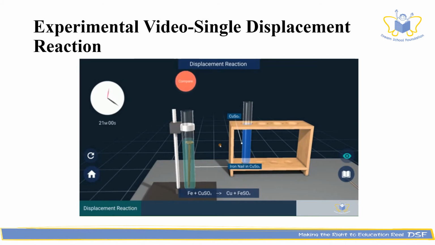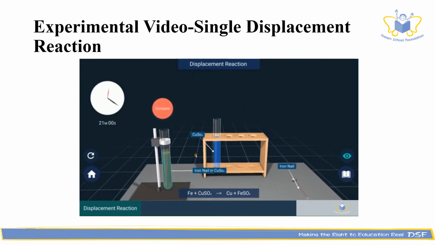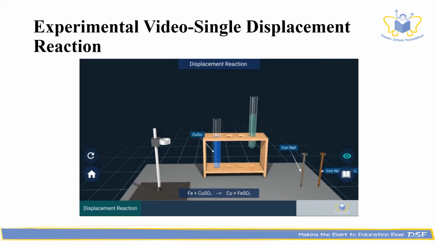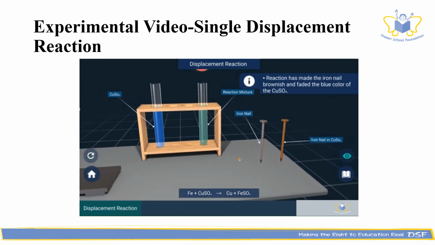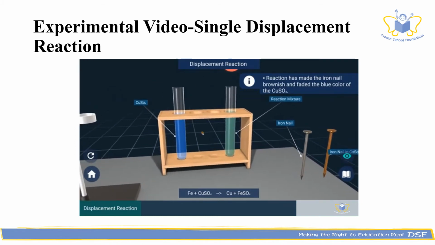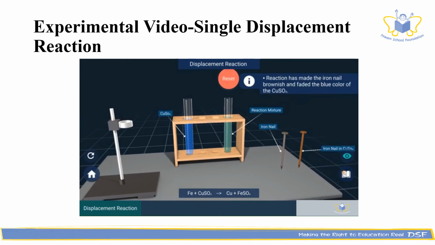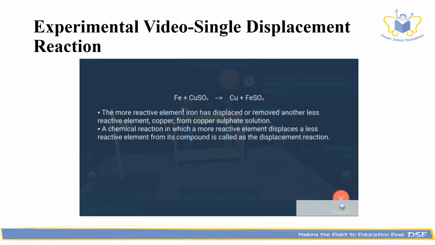Compare the reaction mixture with the copper sulfate solution and also compare both iron nails. We can see the reaction has made the iron nail brownish and faded the blue color of the copper sulfate. In this reaction, the more reactive element iron has displaced or removed another less reactive element, copper, from copper sulfate solution. This reaction is known as the displacement reaction.